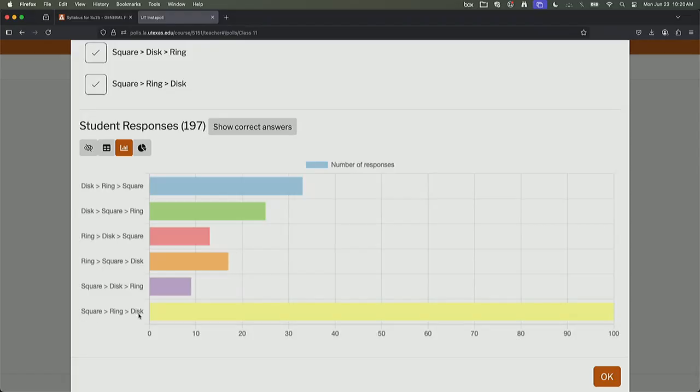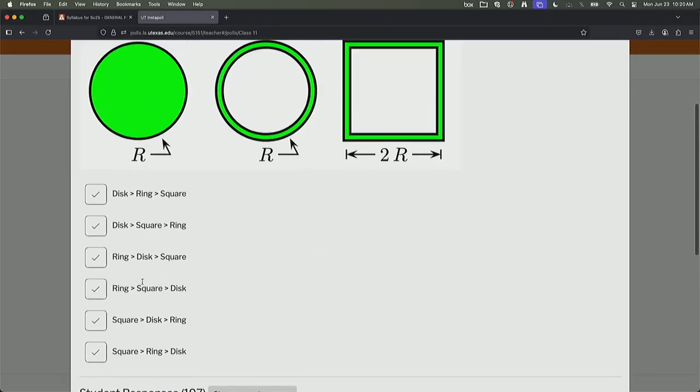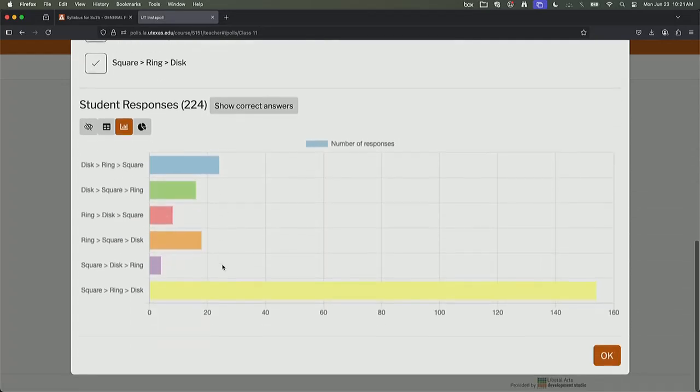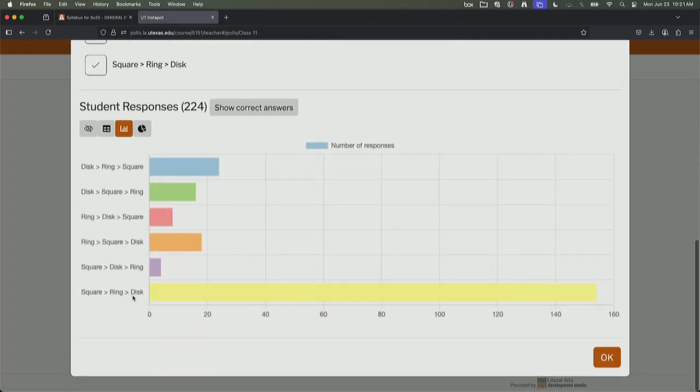So ring over the disk. The ring's moment of inertia should be larger. They both have the same mass, but the ring has more mass away from the center. If you shove more mass away from the center, then the moment of inertia will be larger. So the ring over the disk should be the smallest.